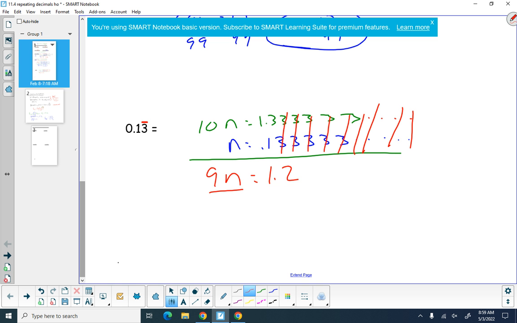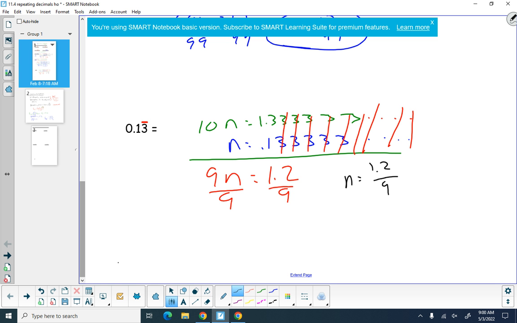Dividing both sides by 9, I have 1.2 divided by 9, which is not a proper fraction. Because a proper fraction is a divided by b, where a and b are both integers, and b cannot equal 0. So we need to be able to convert our fraction here that's improper into a decimal.